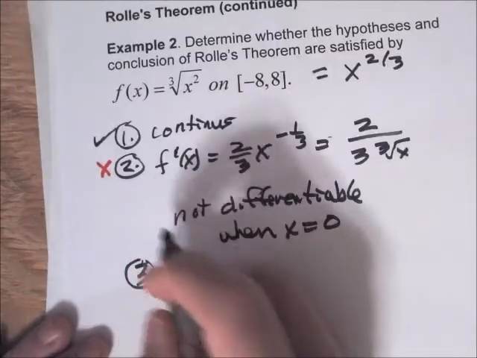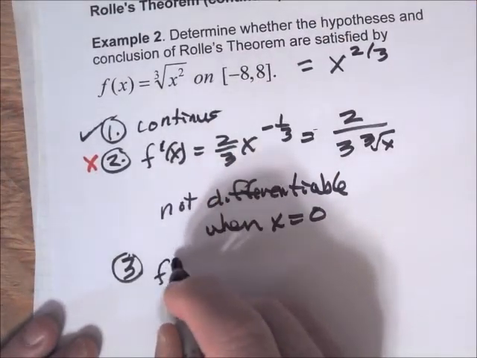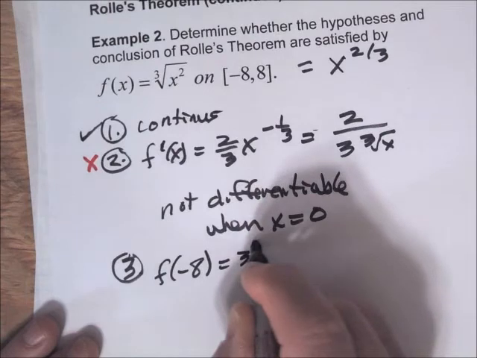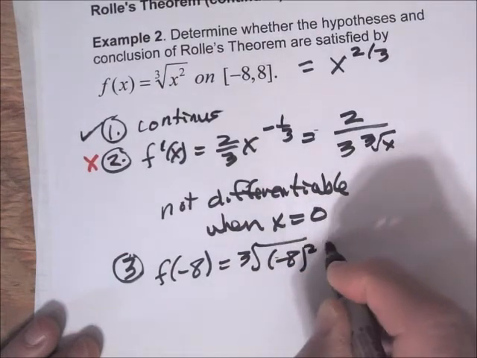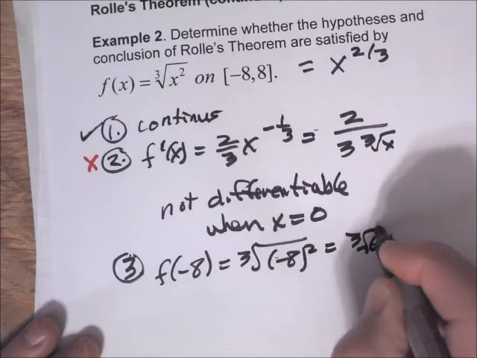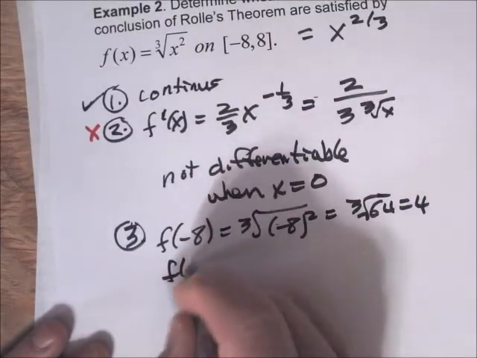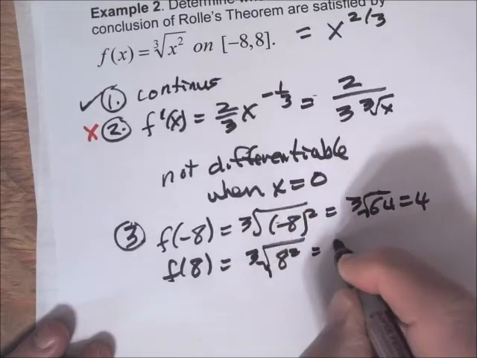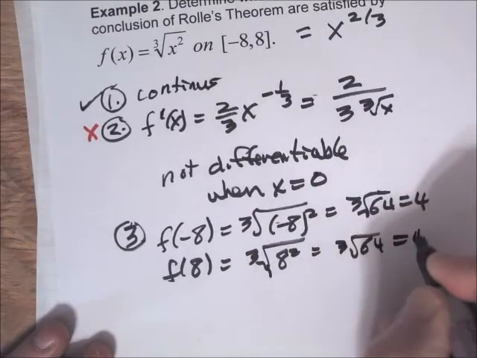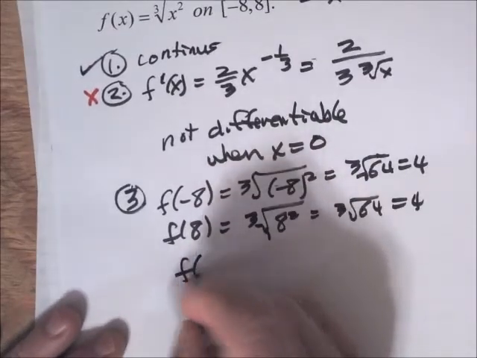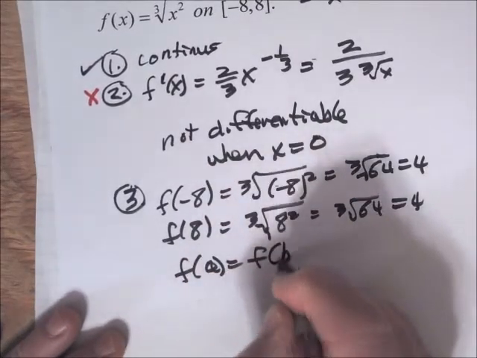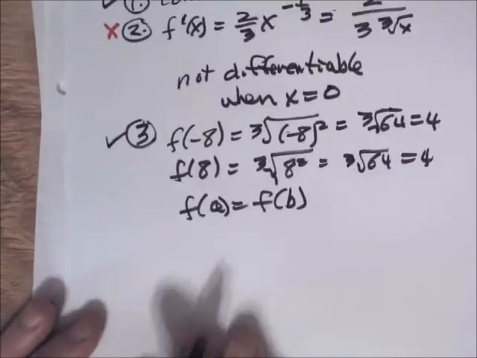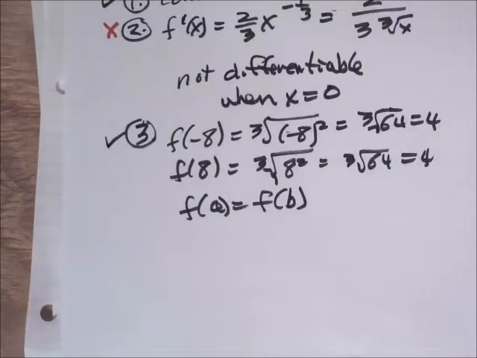Let's see, the third condition. Well, this is an even function, so f of minus 8 should equal f of 8, but anyway, f of minus 8 is the cube root of minus 8 squared, negative squared is positive, cube root of 64 is 4. f of 8 is the cube root of 8 squared, cube root of 64 is 4. So f of a is equal to f of b. So that condition is satisfied, but the only one that's not satisfied is the differentiability.